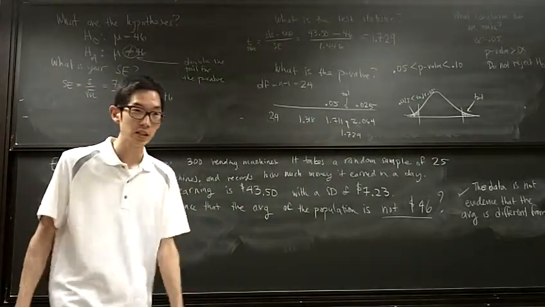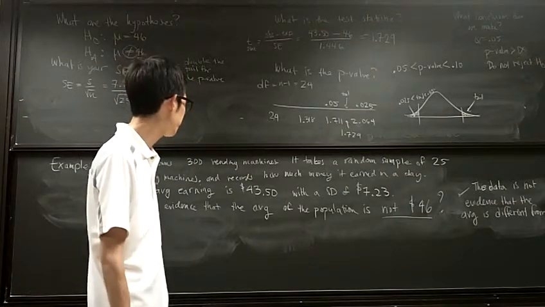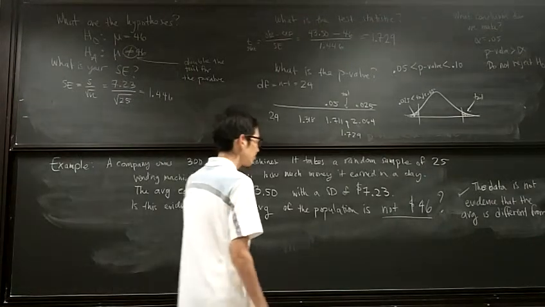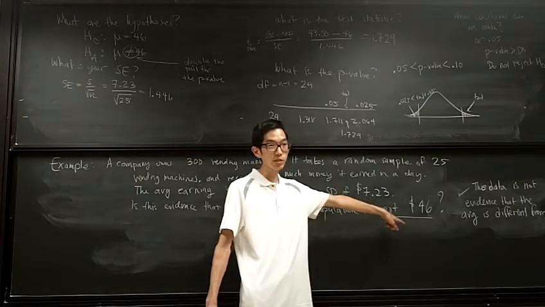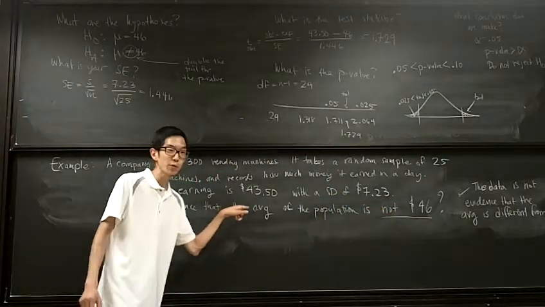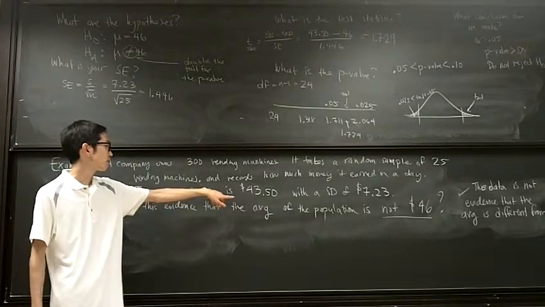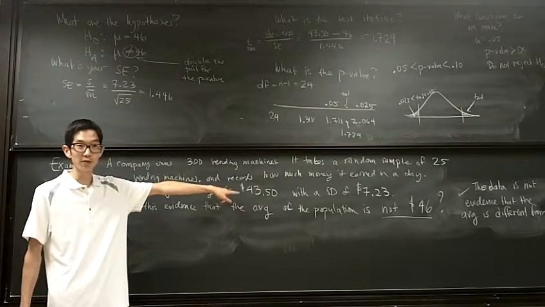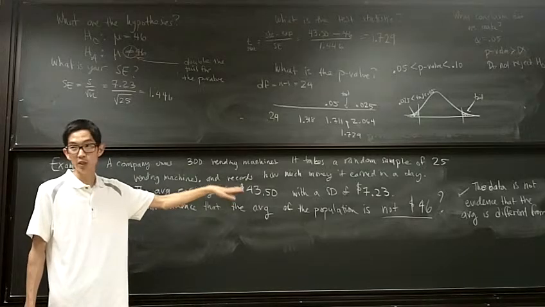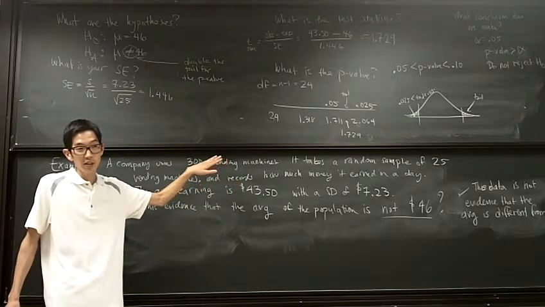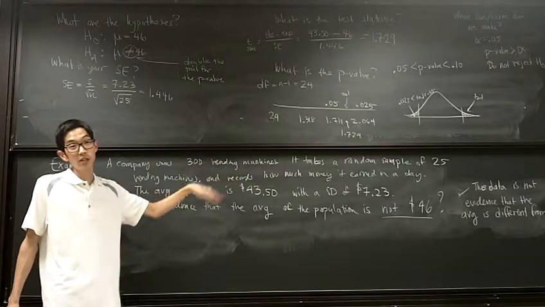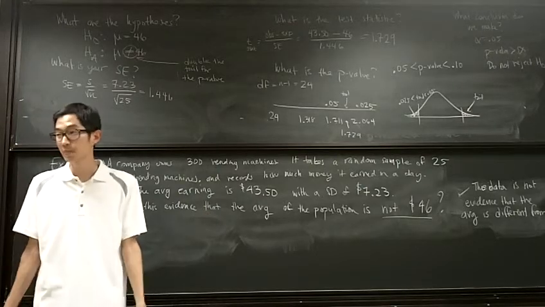Yes? So expected is $43.50 and observed is $46. No. Expected is 46. What we observed is 43.50. So basically the average from our 25 machines is 43.50. Whatever you get from your sample, that's your observed. That will never be your expected. Never be your expected.